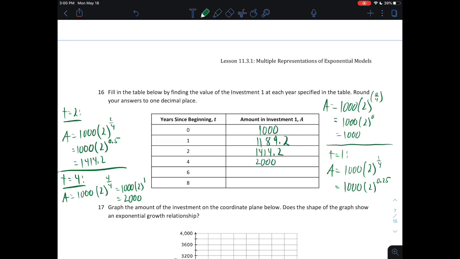Okay, so this is showing us that this whole doubling exercise that we were doing, writing an exponential function, is giving us the same results we saw earlier. So now let's do t equals 6. I'm going to use the top margin for that. A is equal to 1,000 times 2 raised to the 6 divided by 4. 6 divided by 4 is the same thing as 1.5. So I get 1,000 times 2 raised to the power 1.5, and I get 2828.4.